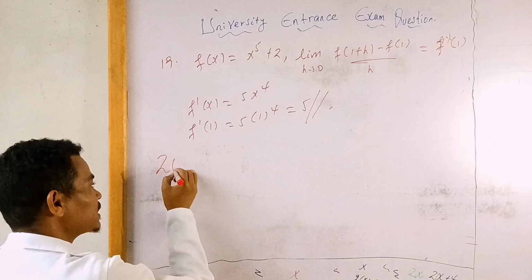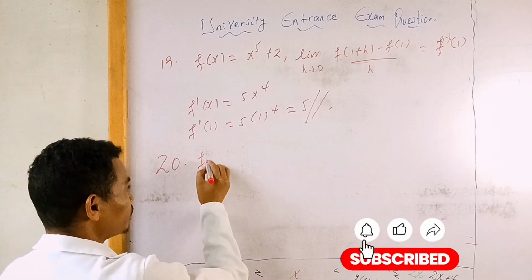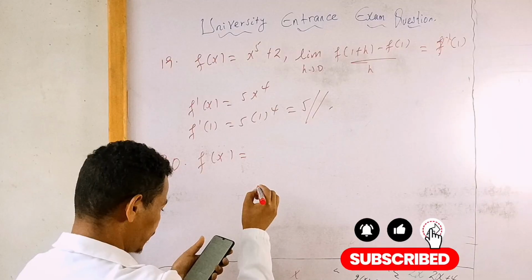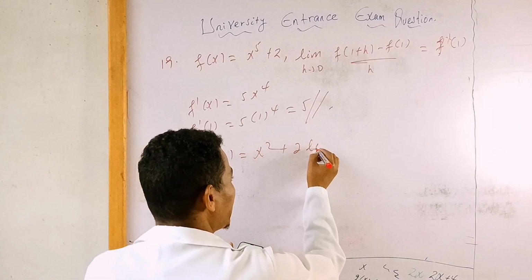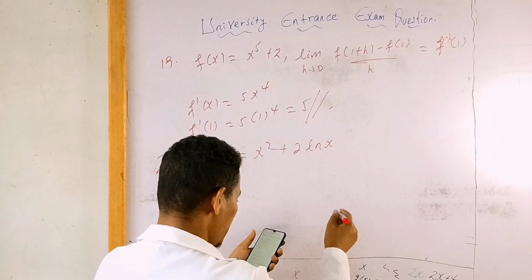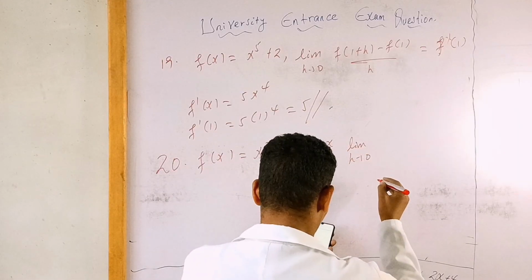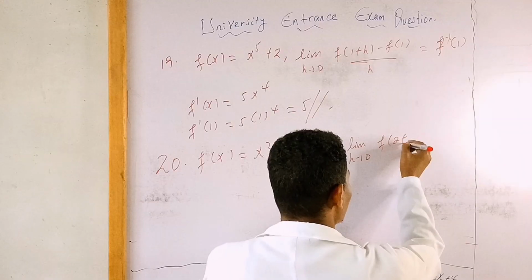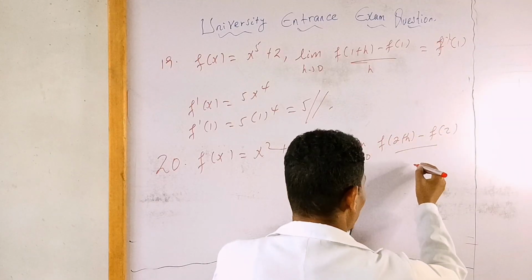The final one is question number 20. Okay, final example. If f of x is equal to x squared plus 2 ln x, then limit h approach to 0 f of 2 plus h minus f of 2 over h ስንት ይሆናል?